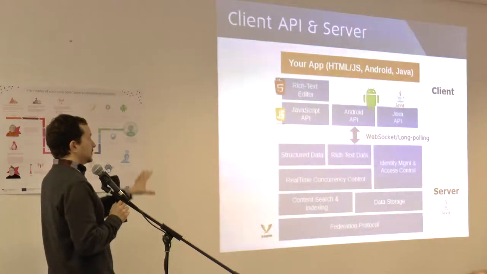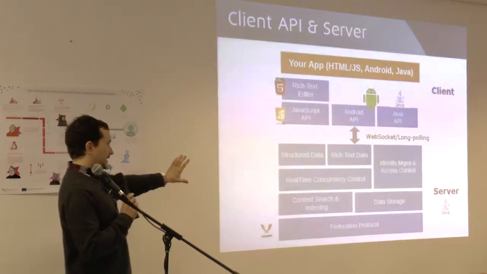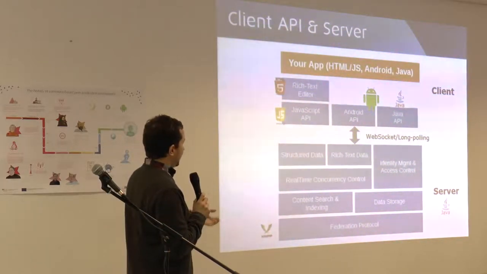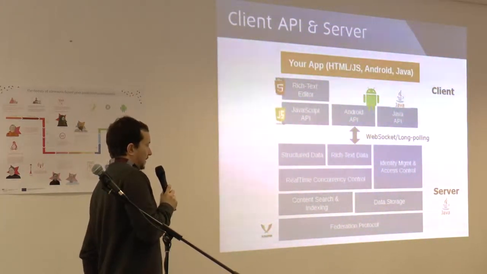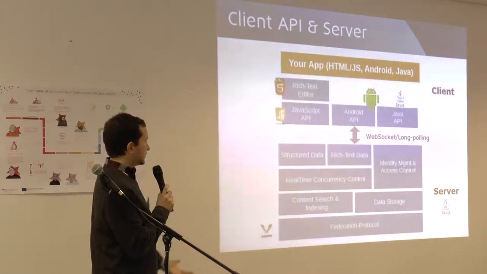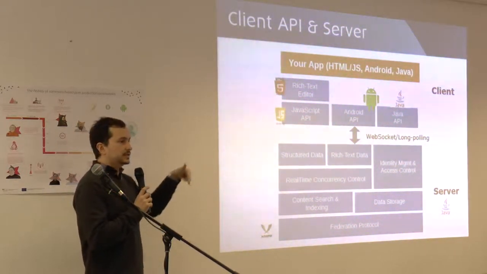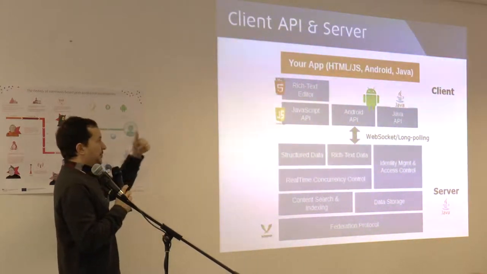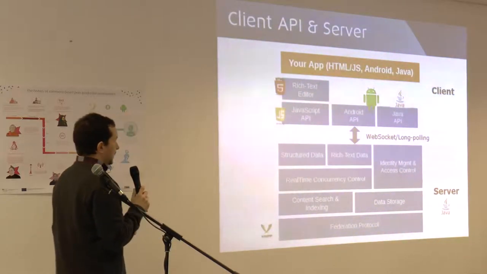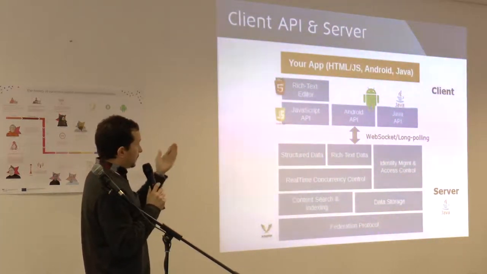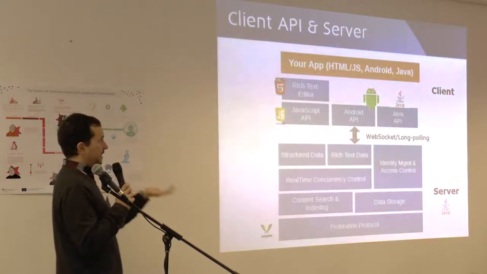Okay, so this is the architecture, the full stack of the system. You have a server part, and the servers are federated. You have concurrency control for real-time editing of structured data or rich text. You have search, you have the local storage, and you have a federation protocol in order to interconnect servers. And we also provide a client API to build your application on top of it. That is available for Java, JavaScript, and is also going to be available for Android very soon. And it's also available for Java applications.